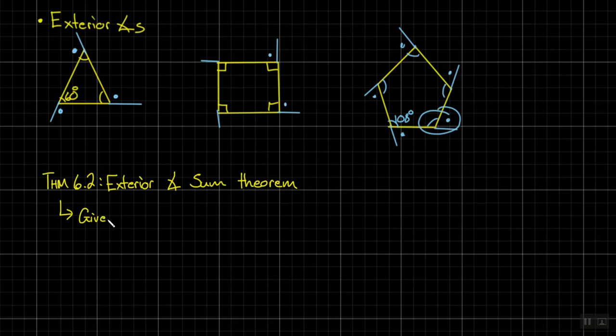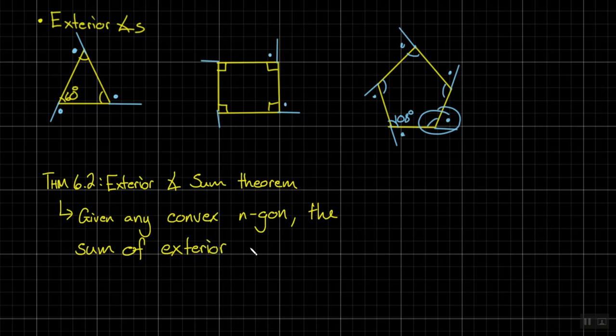Given any convex, and we're just making sure that that's included, and I will write much larger because I can already feel I'm writing small. Given any convex, just means pushed outward, n-gon. The sum of exterior angles is always, how many degrees? 360 degrees. Every single time.